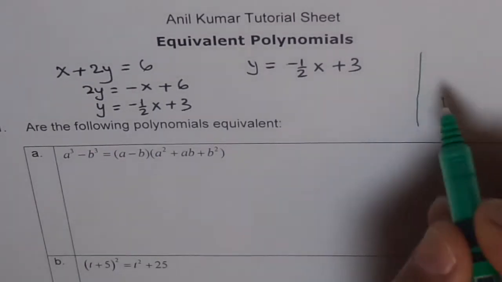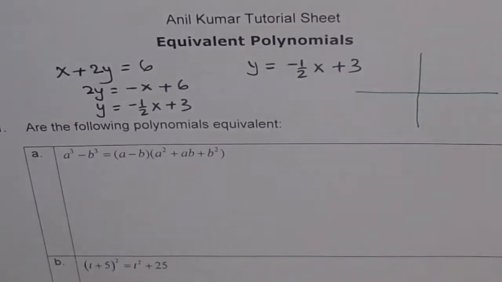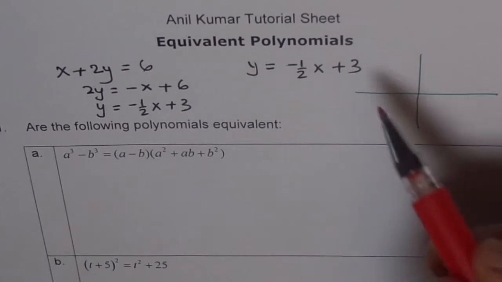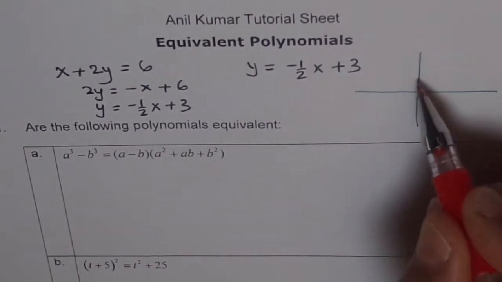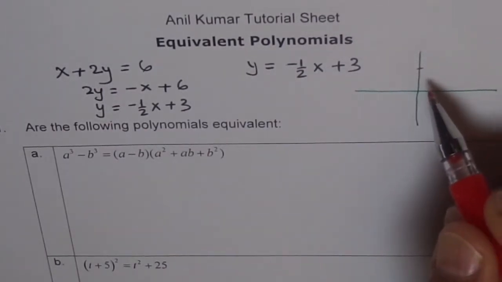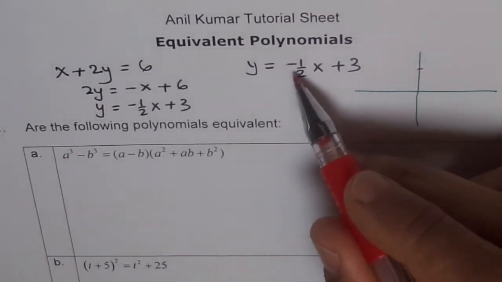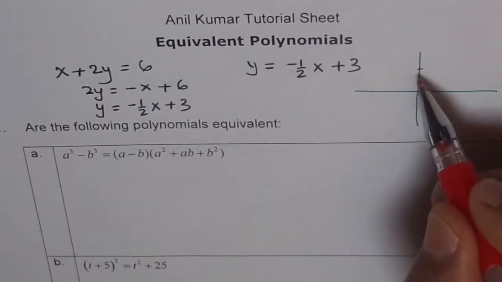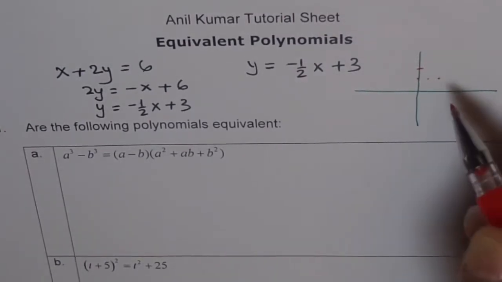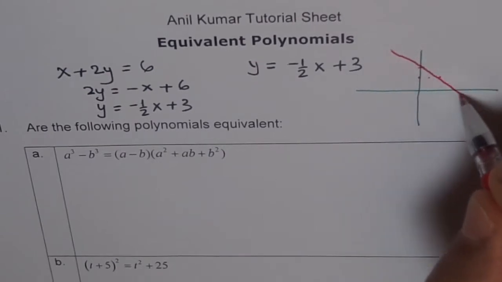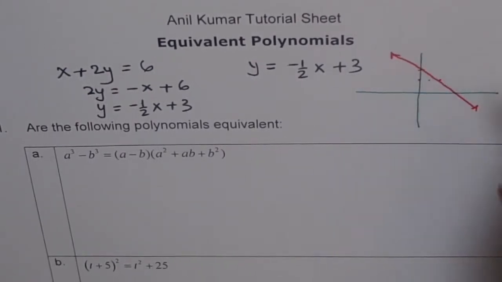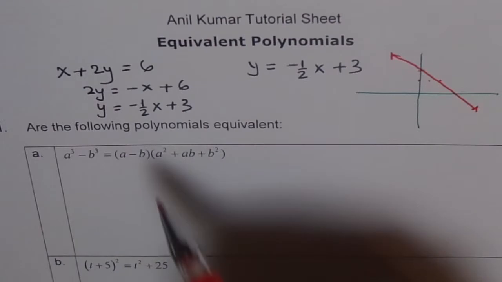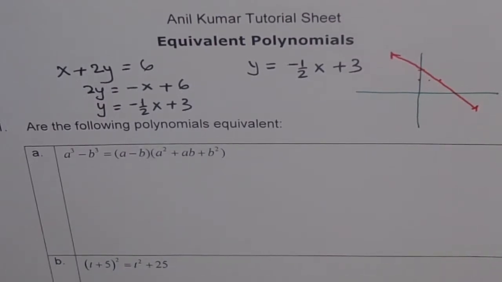Or you could have straight away plotted them. To plot them, what will you do? We can use the y-intercept and the slope. Let's say this is my point 3 and rise over run is minus 1 over 2. So you can go down 1 unit and 2 units to the right will give you the next point. Join these points, you get a line. So this line represents both the equations. Since they have the same graph, we can say that these two polynomials are equivalent.